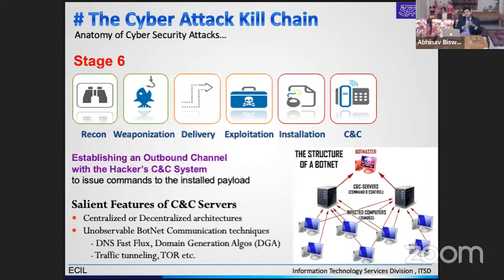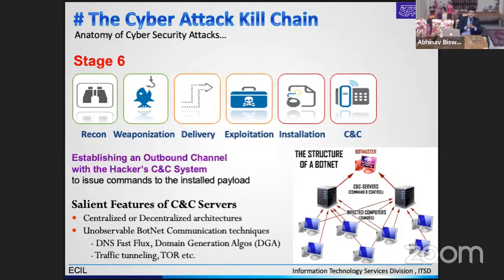They also do traffic tunneling through anonymous networks like Tor. So they hop around different continents before reaching the target. If you have to find out who is accessing the system, you have to go back to this country first, then that country, then that country. It's difficult. You may not end up finding out who the attacker is. This is how CNC servers work.